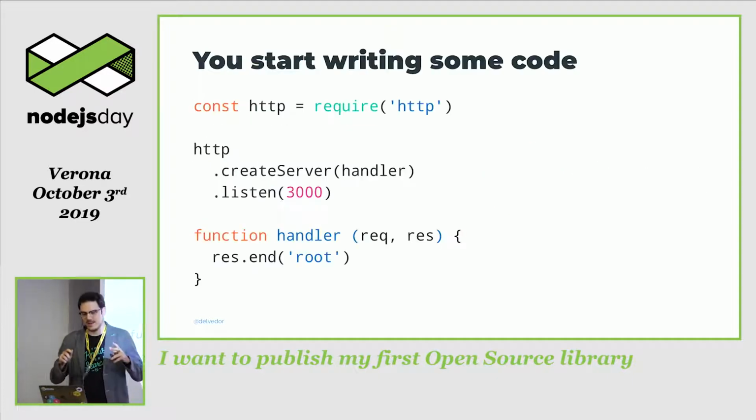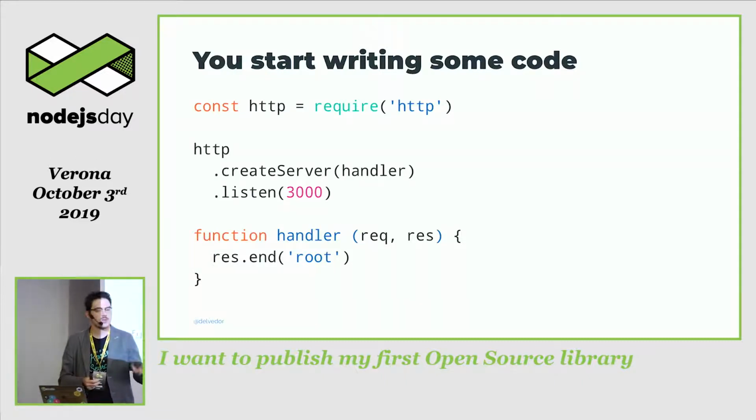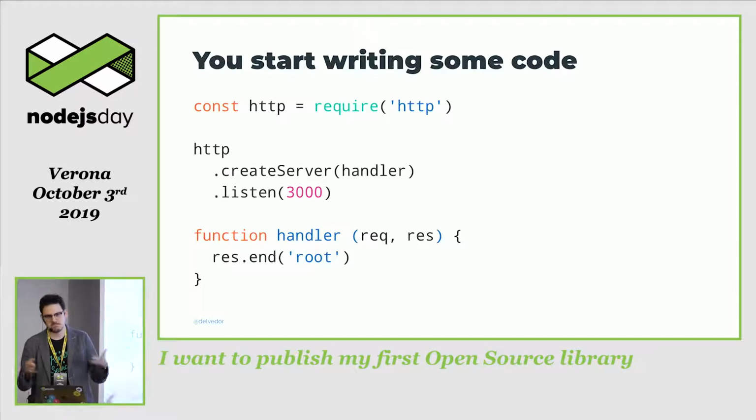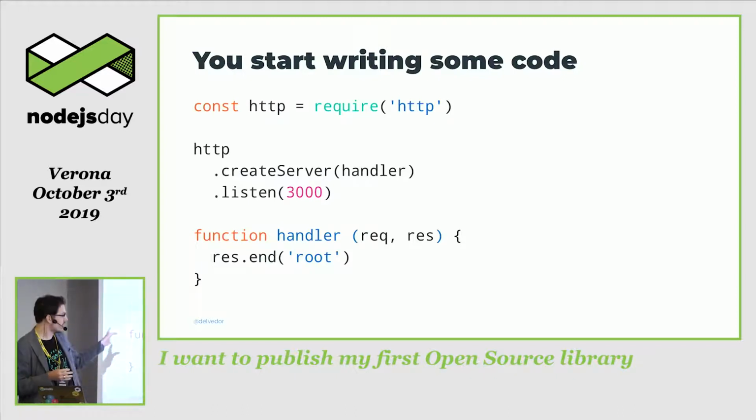So let's tell a little story. You start writing some code. You have a problem to solve, and for solving it, you need an HTTP web server. Easy, nothing super fancy. So you start writing some Node core code because you like it. Require HTTP, create the server, handler, listen to the port, and that's it. This works, no problem, but there is a small issue. Every request here with this code will get the same response.